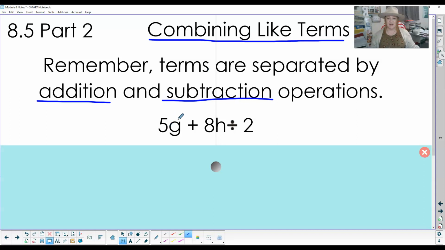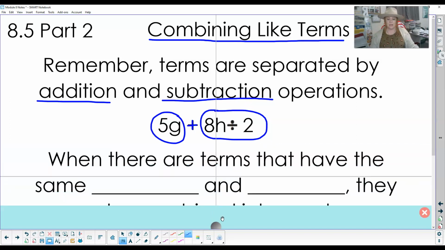So if I'm looking at 5g plus 8h divided by 2, I can see this addition sign, and that is it. So 5g is a term, and 8h divided by 2 is a whole term. So I know, right, we want to separate that 2, but it actually belongs with this. We're saying I have two groups, right? I'm going to split this into two groups.